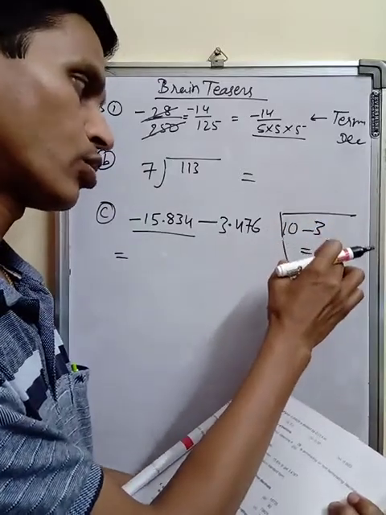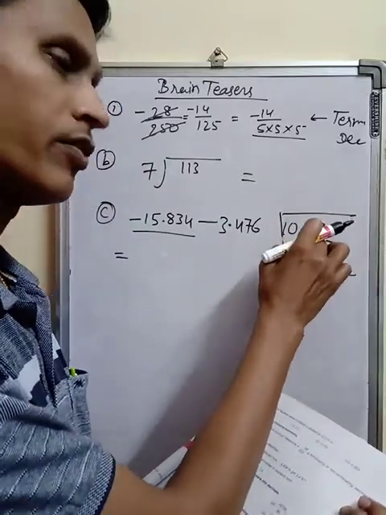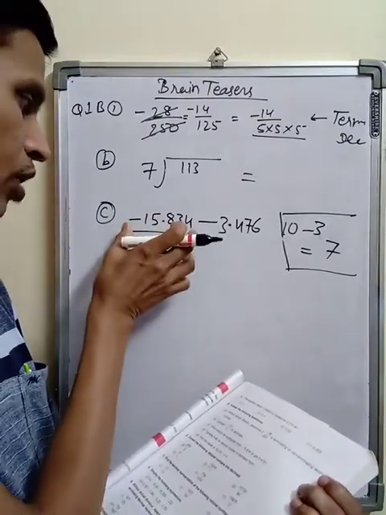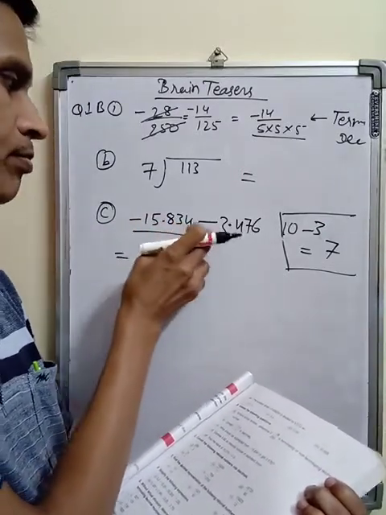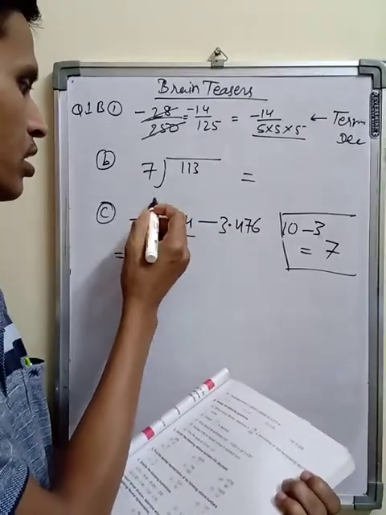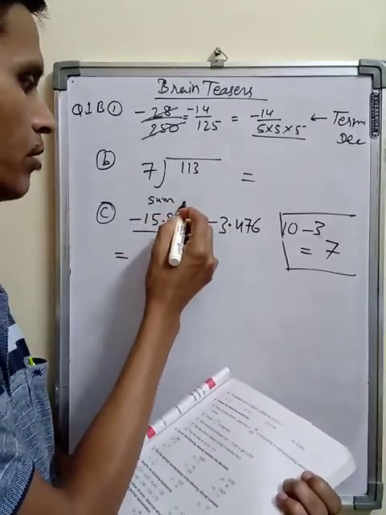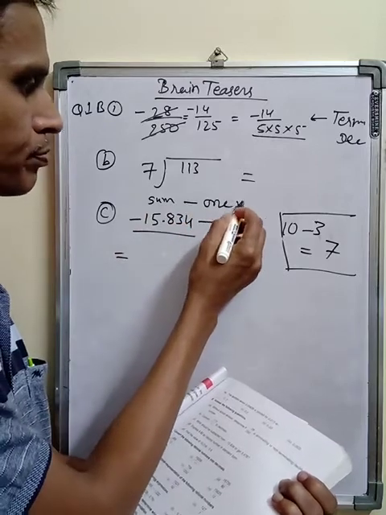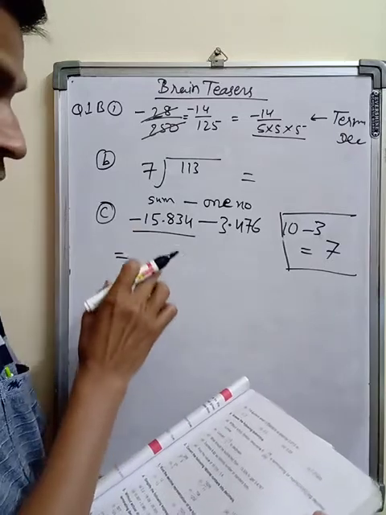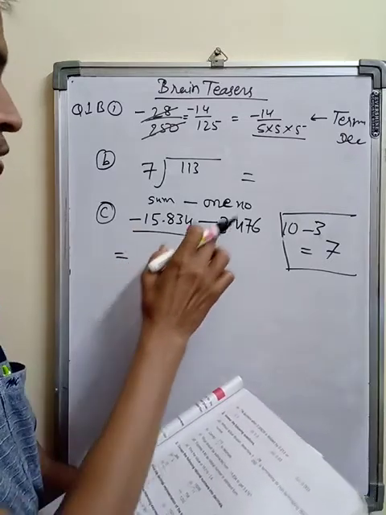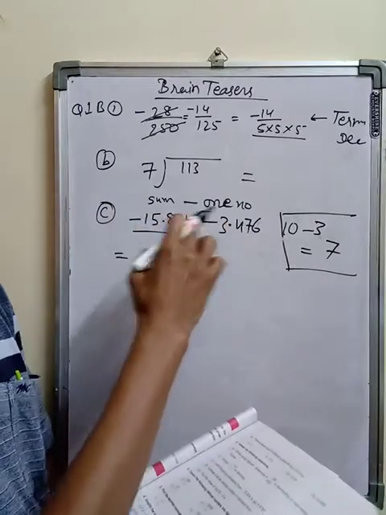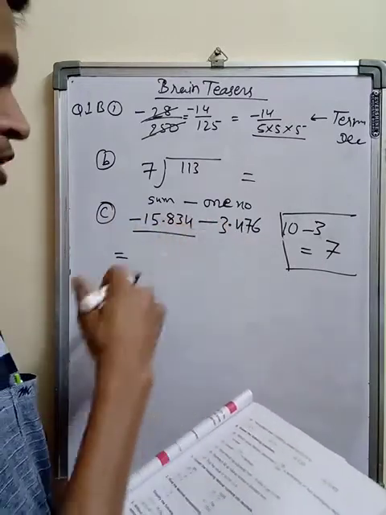What should be subtracted from this? So this will become -15.834. This will become the sum, minus something to get another number, 3.476. This will be the format and that will be the answer. What should be subtracted from 10 so that we get 7? So 3 will be subtracted.